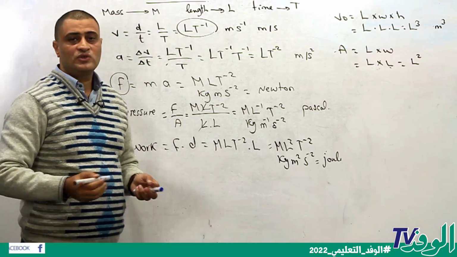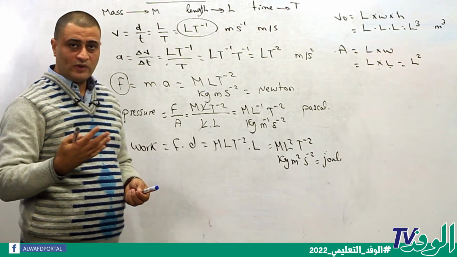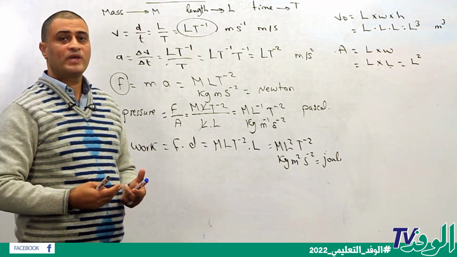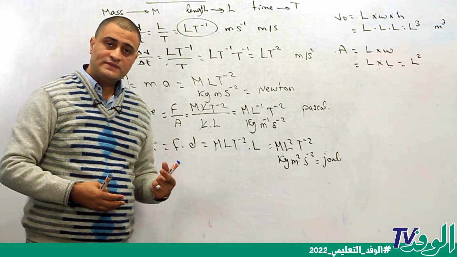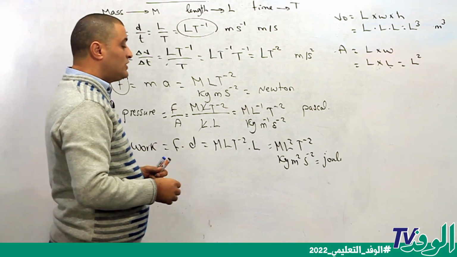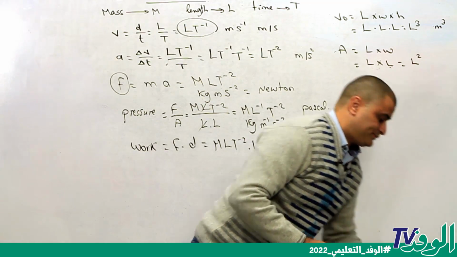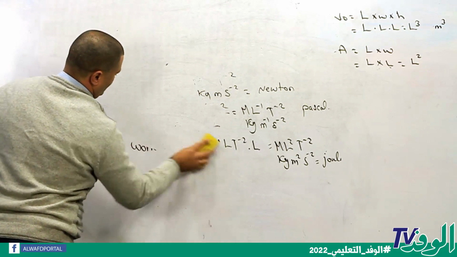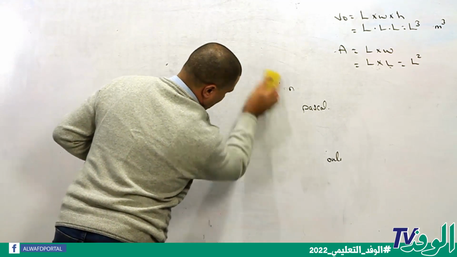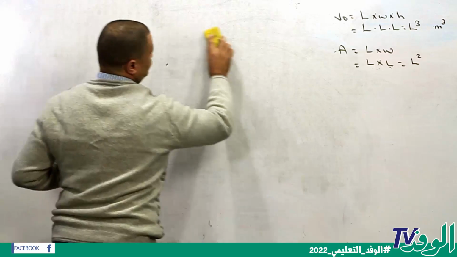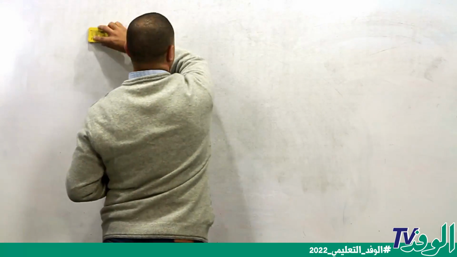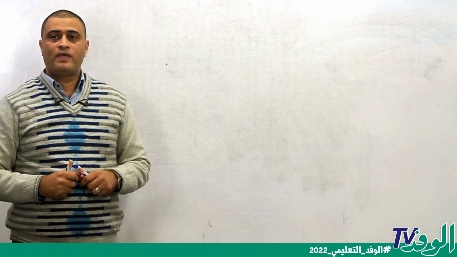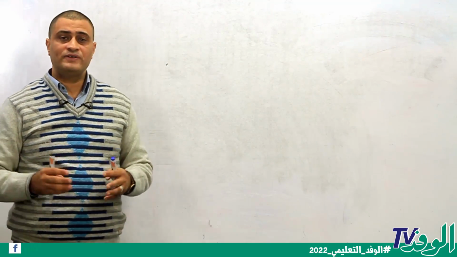What is the importance of dimensional formula? The dimensional formula expresses the units and the main components of any derived physical quantities, and we can express any derived physical quantities in terms of fundamental physical quantities. So finally, we have to use the dimension formula to verify the laws.